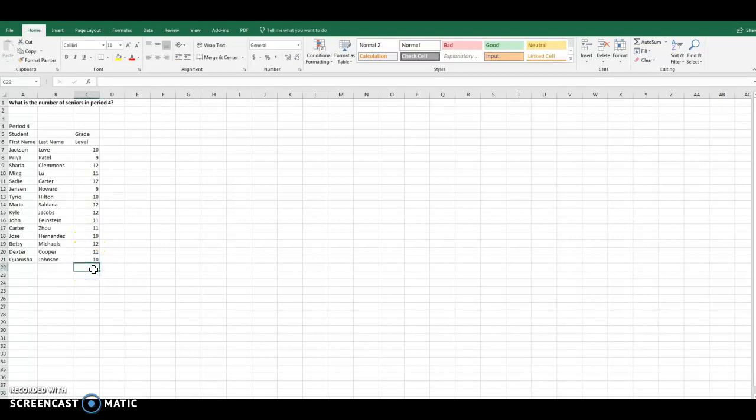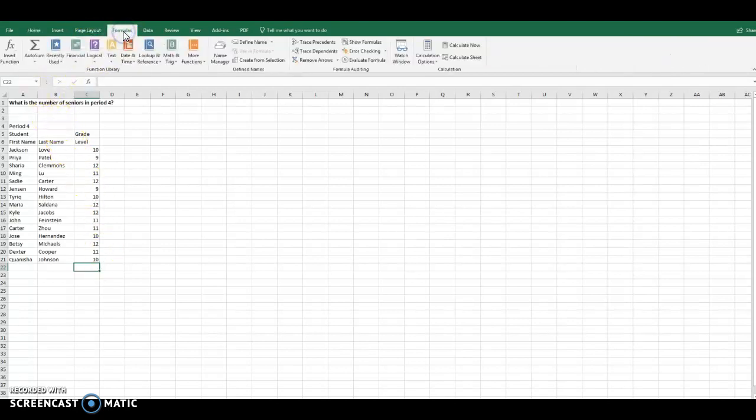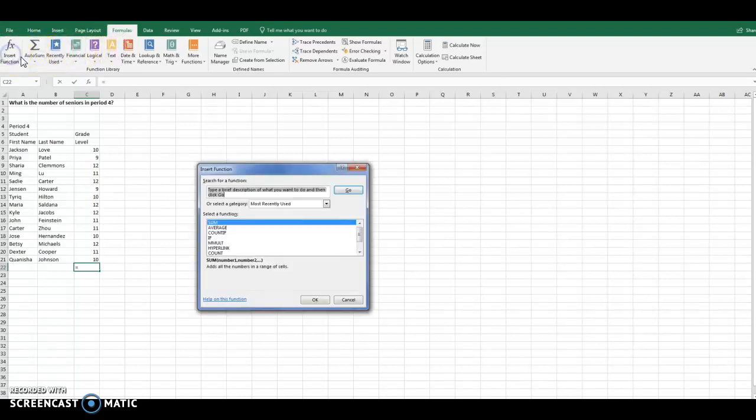So I'm going to go down to my cell C22, and in this particular question, I'm going to use the COUNTIF function. The COUNTIF function, we use this function to count the number of cells that meet a condition. The condition is I'm looking for only seniors in period 4. So I'm going to go up to my formulas bar, and I'm going to insert a function.